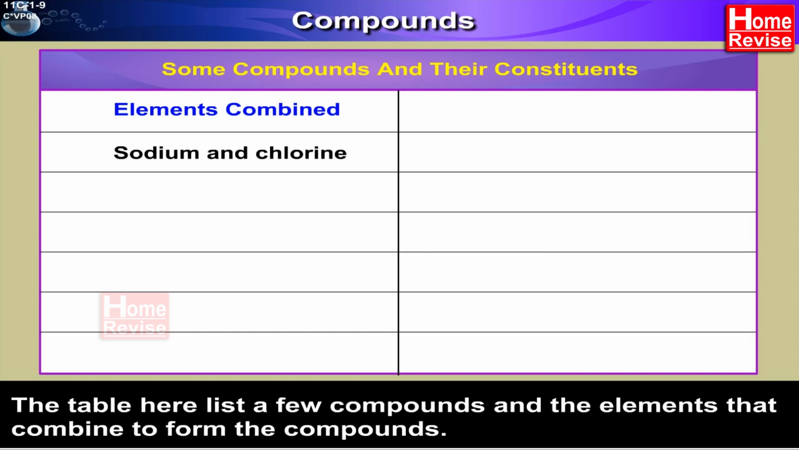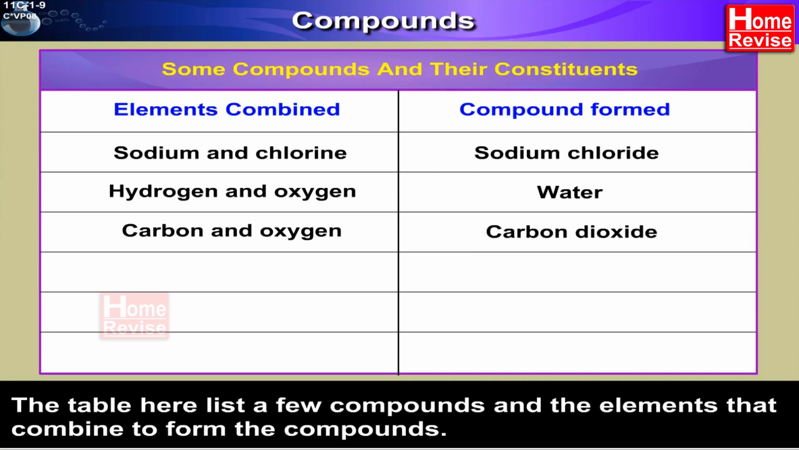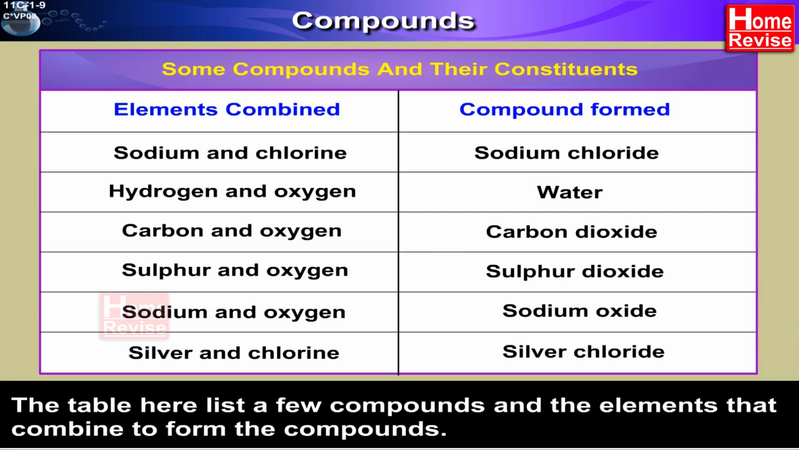Elements sodium and chlorine combined form a compound, sodium chloride. When elements hydrogen and oxygen combine, they form water. Carbon and oxygen combine to form carbon dioxide, while sulfur and oxygen combine to form sulfur dioxide. Elements sodium and oxygen combine to form a compound, sodium oxide. And elements silver and chlorine combine to form the compound silver chloride.